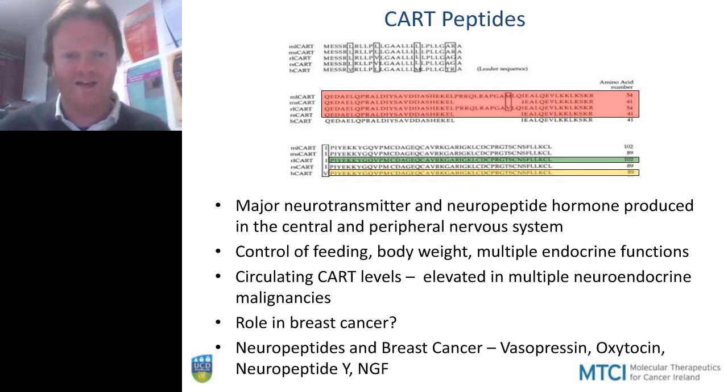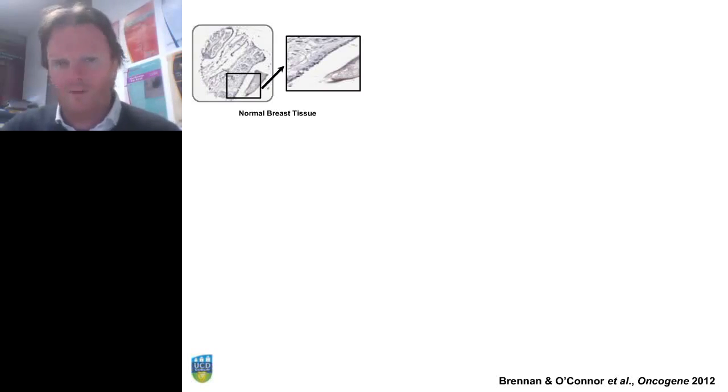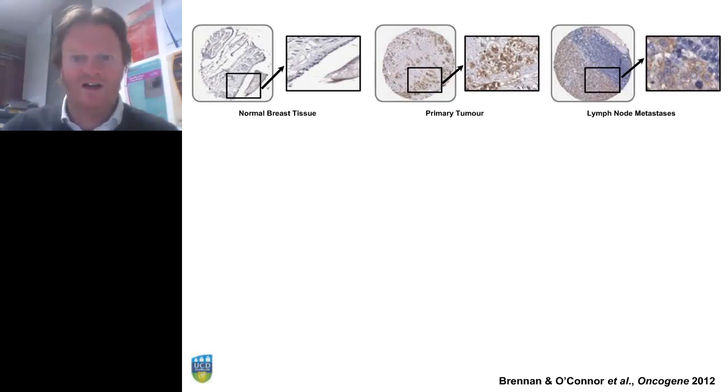But we had seen absolute gene expression in breast cancer, rather than hypothalamic CART having an impact on breast cancer. We had actually seen CART being expressed in breast cancer tissues, so we wondered what role it might play. We first looked at whether CART was expressed in normal breast tissue, and found that no matter how hard we looked, we couldn't see CART expressed in normal breast tissue at all. But we could see CART expressed in primary breast tumors.